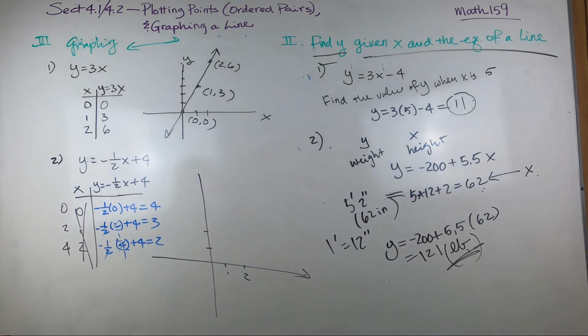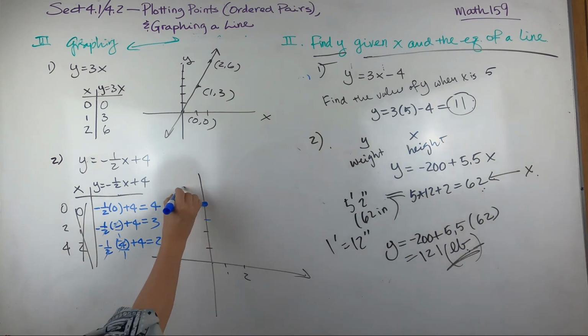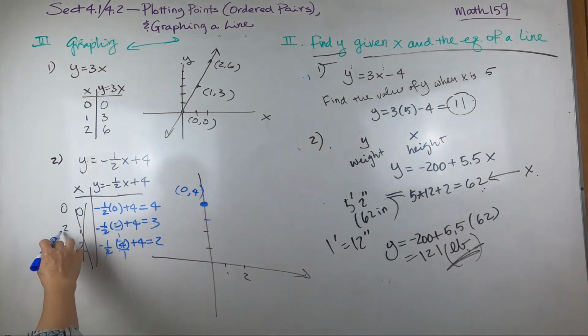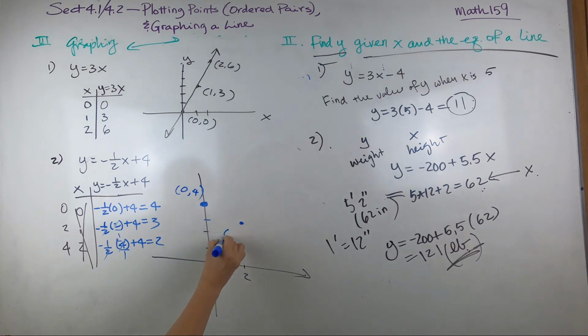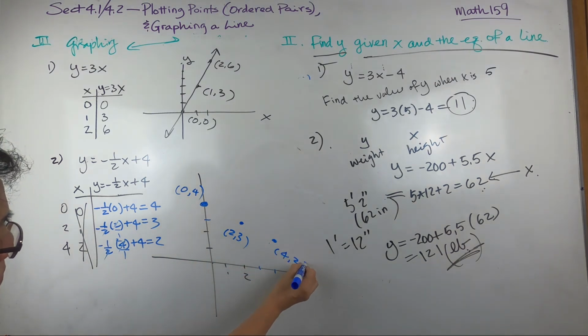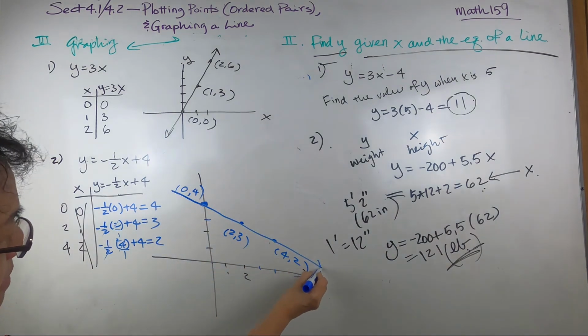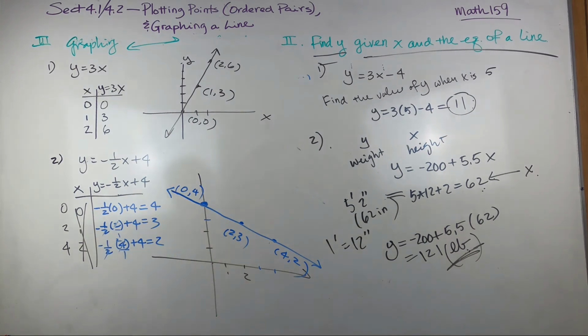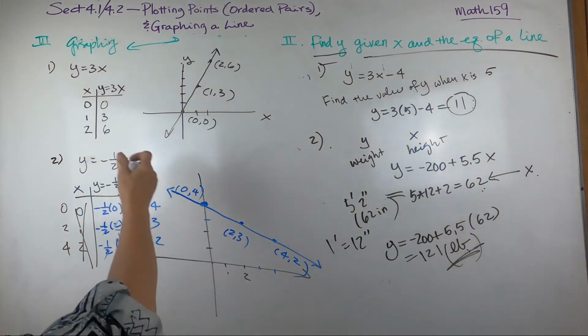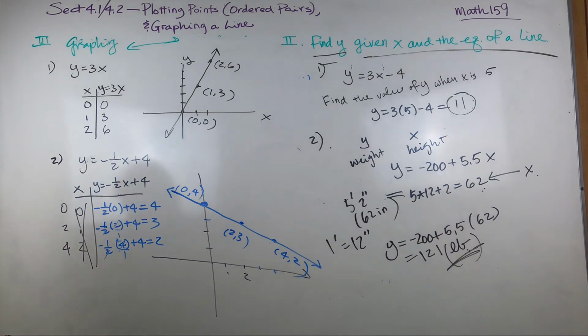So we are going to plot the ordered pairs. One is 0, 4. So 0, 4 is here. Right? Another one is 2, 3. 2, 3 is here. Another one is what? 4 and 2. 4, 2 is here. Then you connect the points to draw a line, put the 2 arrows on the side. That means you can keep going on either side. That's how you graph your line, right?